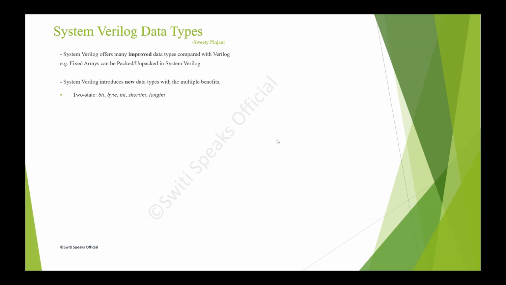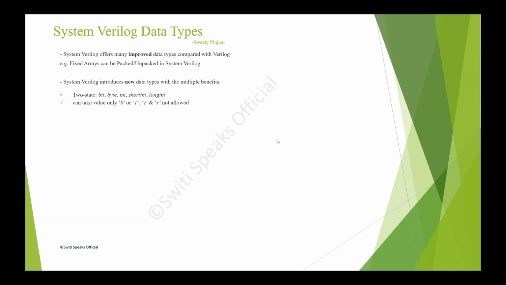The difference between Verilog data types and these two state data types is Verilog data types were four state, which means it can take any value from 0, 1, x, z. But these System Verilog data types are two state, which means only 0 and 1 are the valid values. High impedance and unknown are not allowed. What advantage can it give?